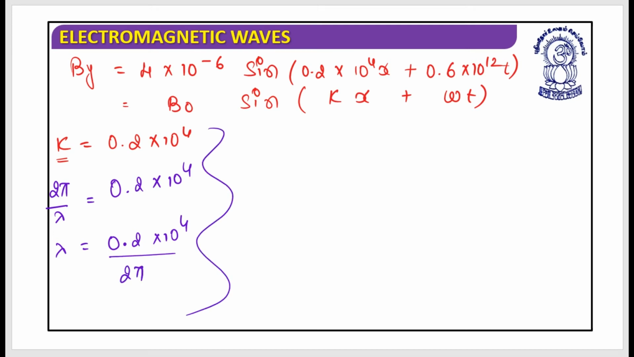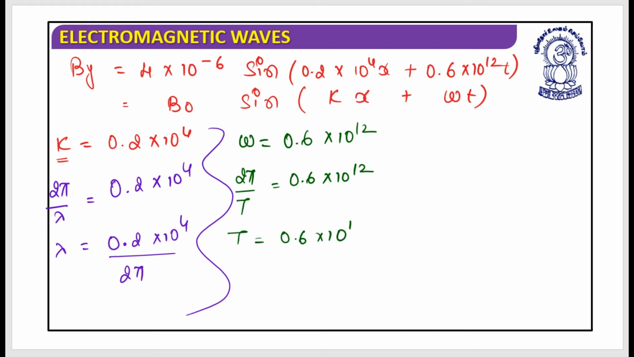Next, I want the omega. That is the angular frequency, which equals 0.6 into 10 to the power 12, and this omega equals 2 pi by T. So this equals 0.6 into 10 to the power 12. So this T is 0.6 into 10 to the power 12 divided by 2 pi. This is the time period. And for the frequency, this equals 2 pi divided by 0.6 into 10 to the power 12 hertz.